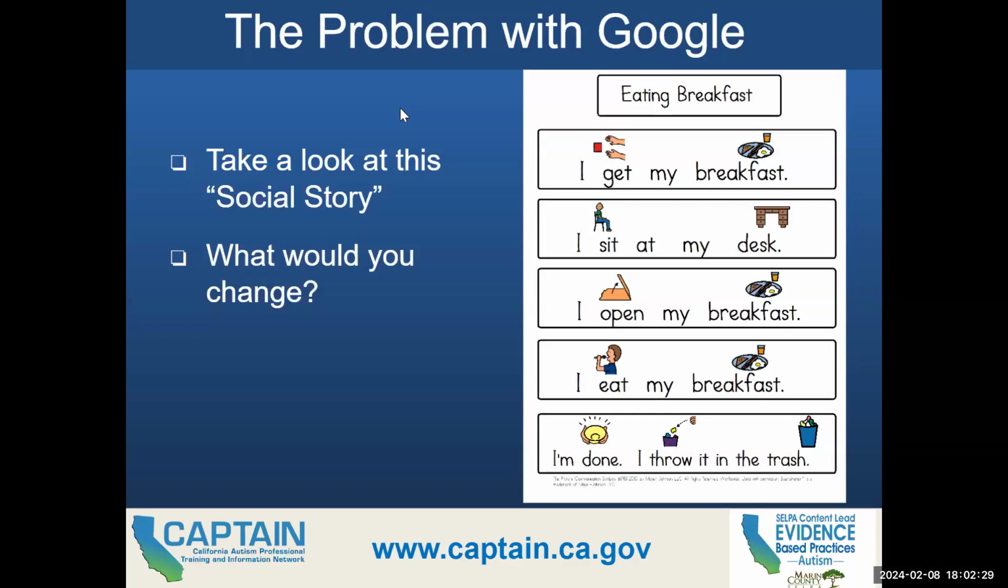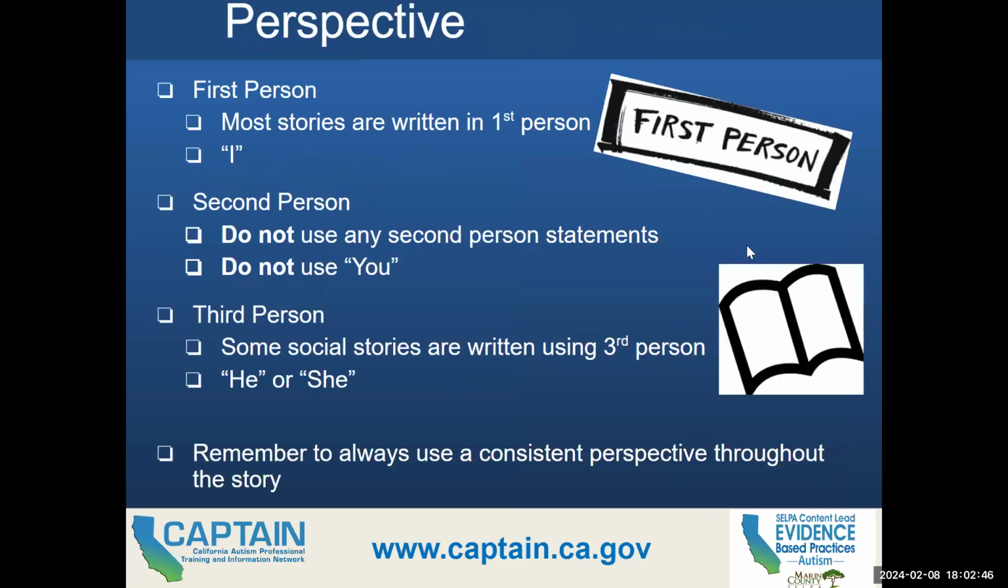So we can take this task analysis and actually turn it into a story. This is not a story the way that it is, right? This is just a 1, 2, 3, 4, 5. So we want to make it a little broader. Okay, so perspective, first person, most stories are I, right? Most stories are about the person and it uses the pronoun I.